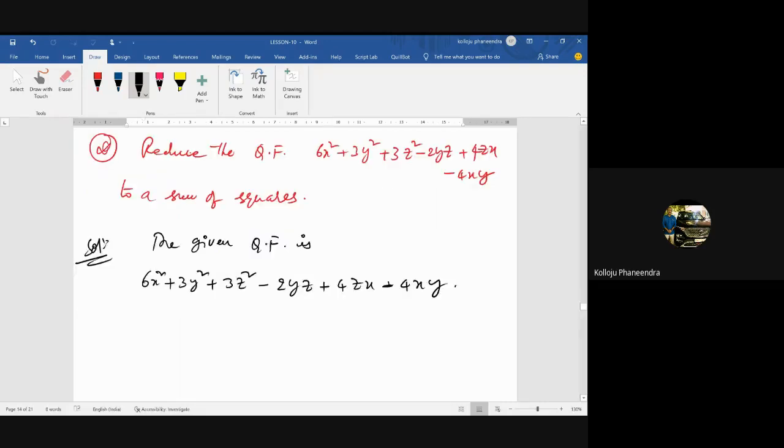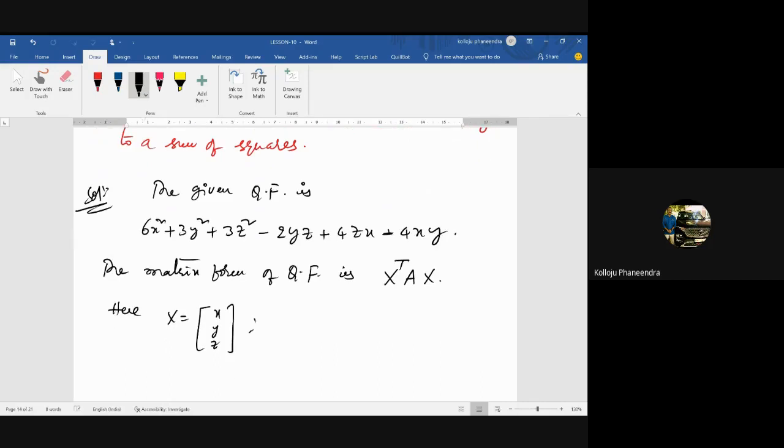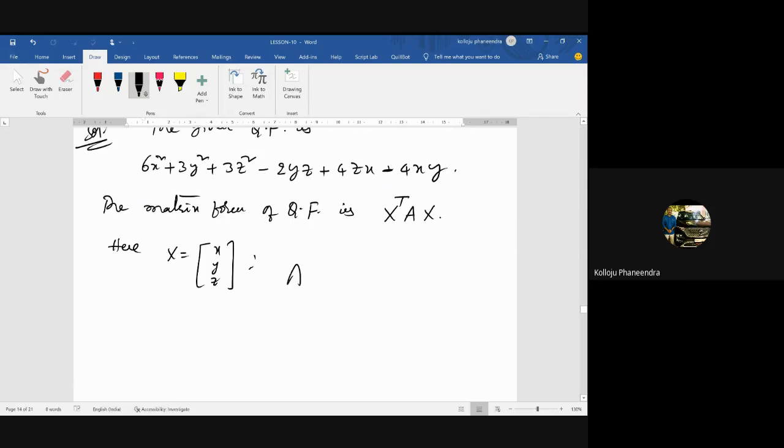Okay. Now, first write the matrix form, stepwise. The matrix form of the quadratic form is X transpose AX. Here, what is X? There are 3 variables, so X means x, y, z. Now Sanjana, you tell what is A. X denotes 1, Y denotes 2, Z denotes 3.